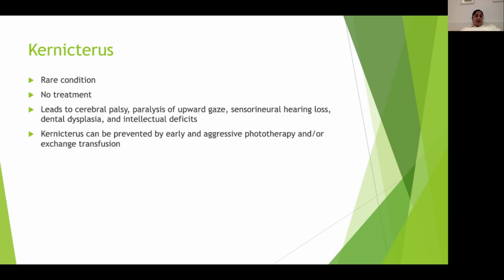So it is rare, kernicterus, especially in this country. But unfortunately, there is no treatment for kernicterus that I know of. And often having that buildup of the bilirubin in the brain leads to neurological dysfunction, particularly things like cerebral palsy, paralysis of upward gaze. Babies may have hearing loss, as well as intellectual deficits, which can present later on in life. So we try to prevent it early by giving aggressive phototherapy and exchange transfusion to avoid this from happening. And by doing that as immediately as we can, it will hopefully help prevent some of the neurological dysfunction too.